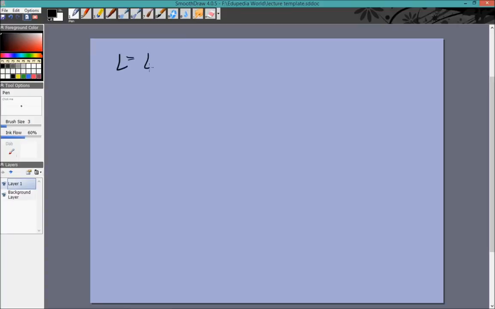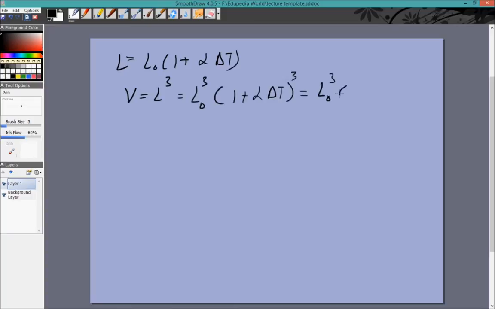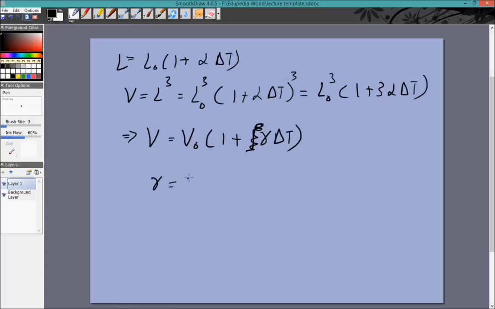So L will be equal to L naught times 1 plus alpha delta T, which means volume, which is L cube, will be L naught cube times 1 plus alpha delta T whole cube, which again can be written as L naught cube times 1 plus 3 alpha delta T, because the other two terms will be very small, which gives me V is equal to V naught times 1 plus gamma delta T, where gamma is equal to 3 times alpha, is the coefficient of volume expansion.